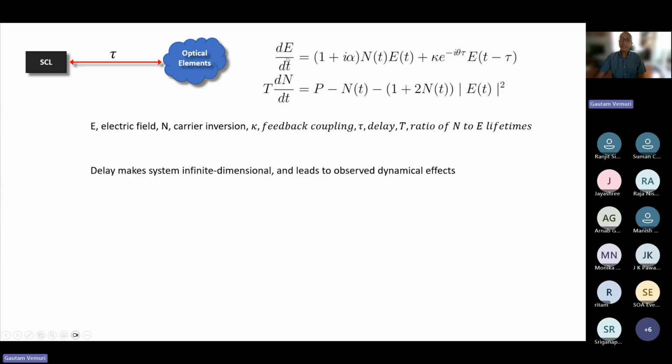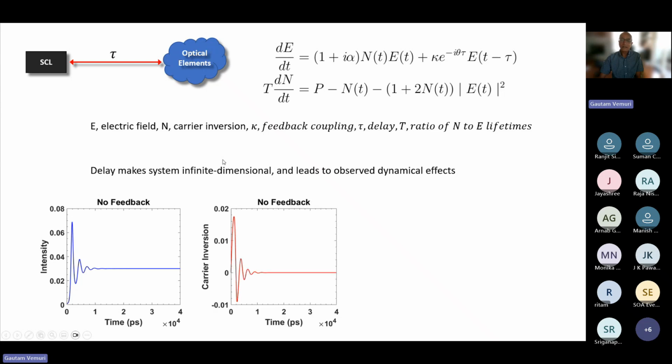So the laser emits light, an electric field at time t, and it sees the same electric field after a round trip time tau. This term here, the exponential, is the phase accumulation as the light travels this distance. The second equation for the inversion, this is the pumping term, this is the spontaneous emission term, and this nonlinear term is the gain saturation term. This delay makes the system infinite dimensional, as I showed you on the first slide.